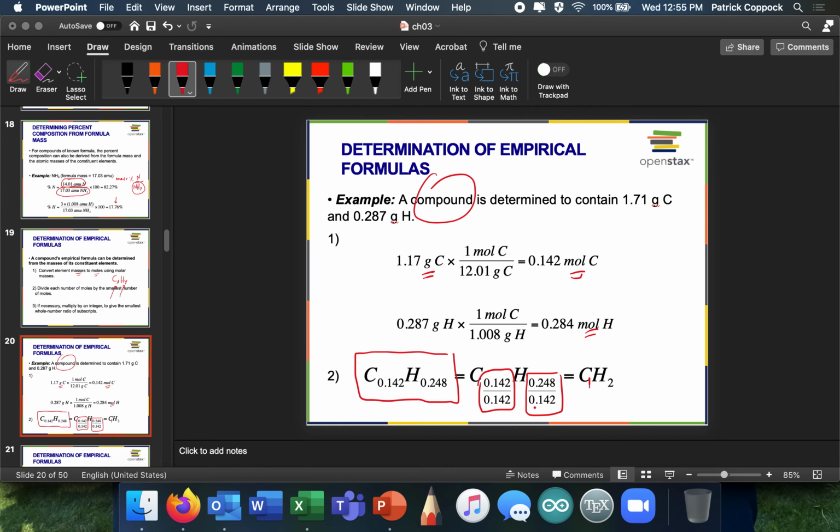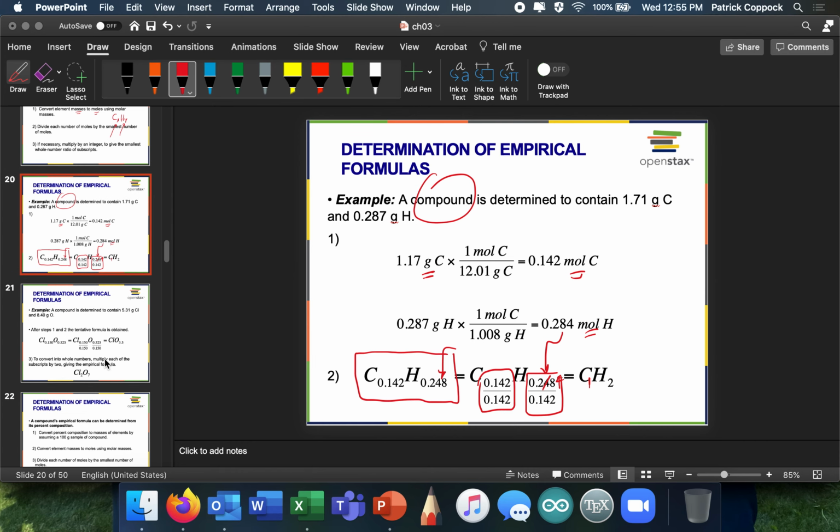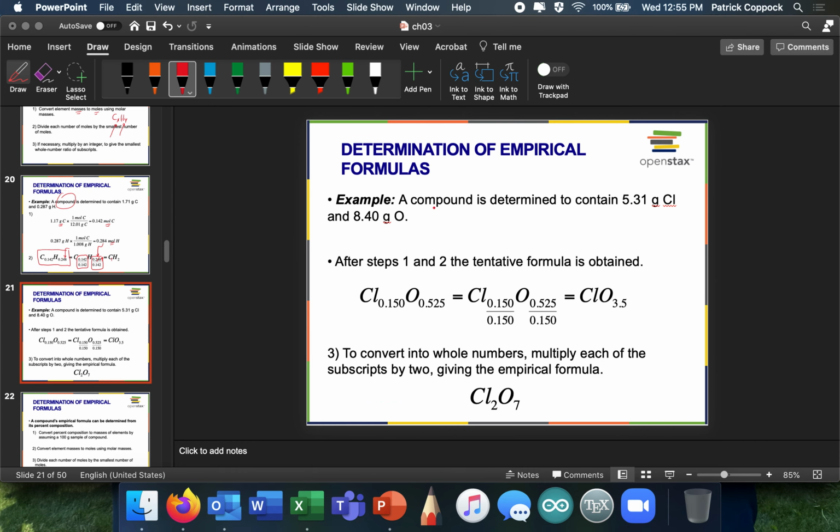0.284 divided by 0.142. This is a misprint. Look at that. It's supposed to be 0.284. This is a misprint. Okay, sorry about that. It's supposed to be 0.284. 0.284 divided by 0.142 is 2. Okay, so when you divide each of those mole numbers by the smallest, oftentimes it's going to come out real nice. It won't always come out real nice. Sometimes it's going to be a little bit messy.